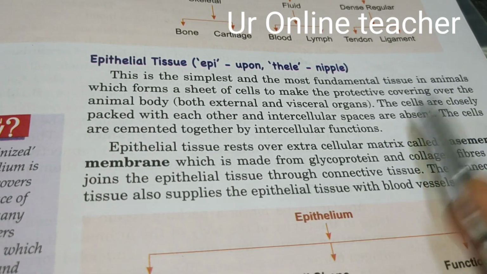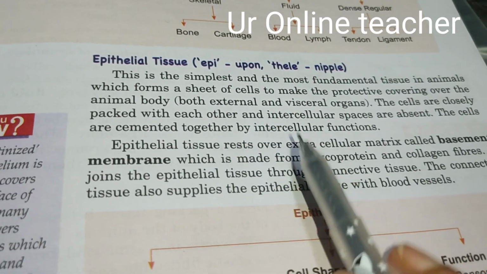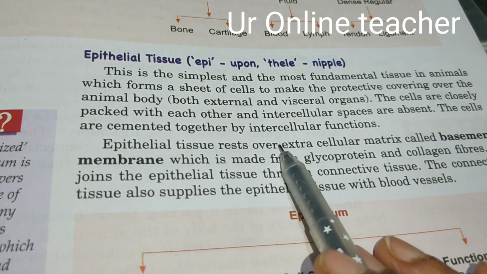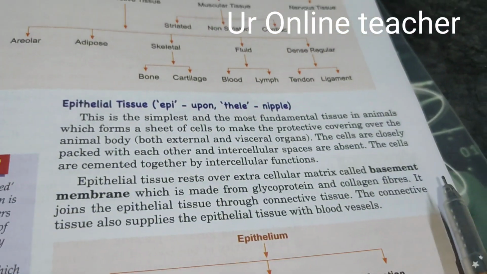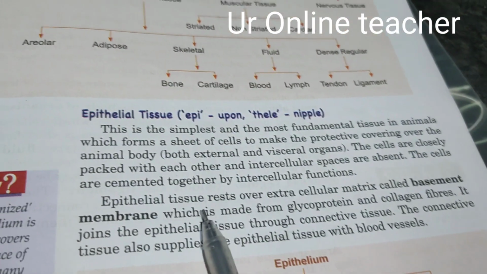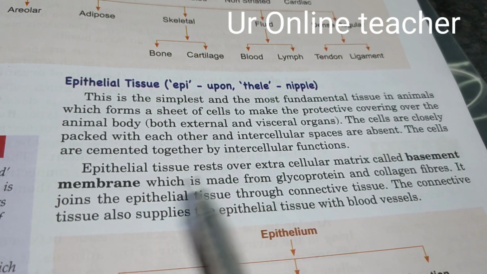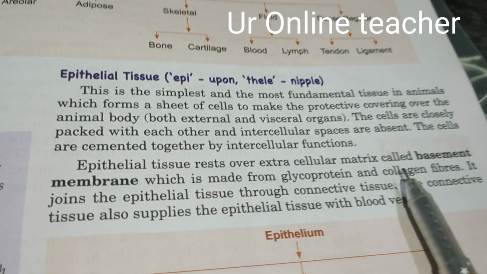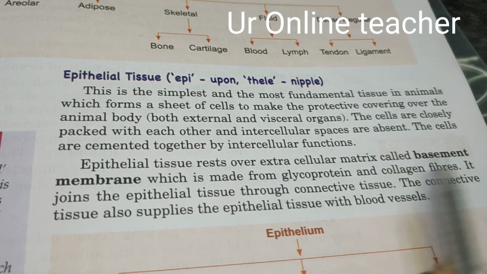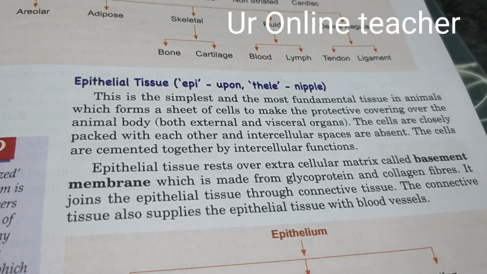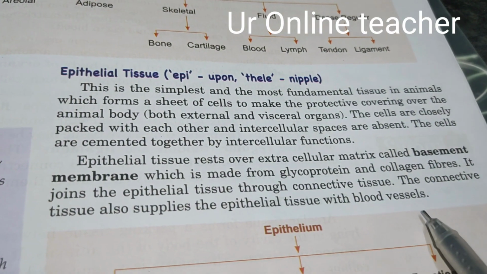The cells are packed so closely that no intercellular spaces are present, and they are cemented together, connected by intercellular junctions. Then epithelial tissue rests over an extracellular matrix called the basement membrane. This sheet of cells covers the basement membrane, which is made up of glycoprotein and collagen fibers. It joins the epithelial tissue to connective tissue. This basement membrane connects the epithelial tissue with the connective tissue. The connective tissue also supplies the epithelial tissue with blood vessels.